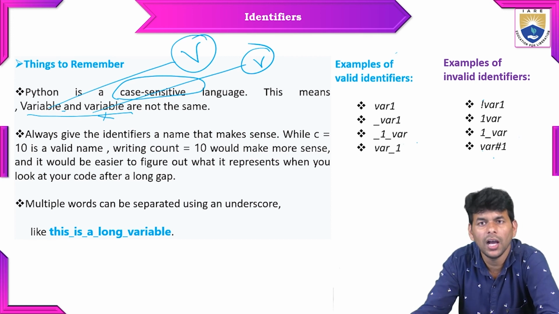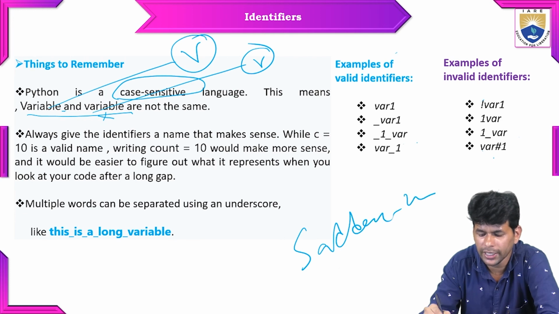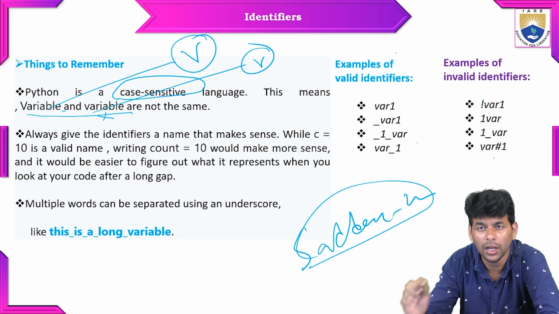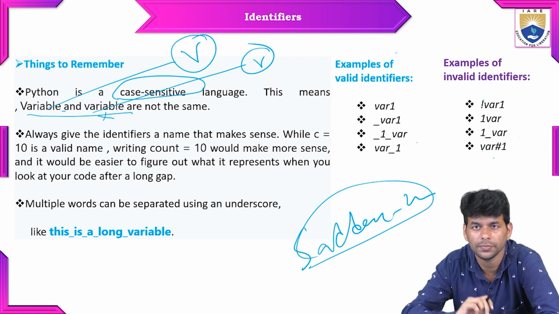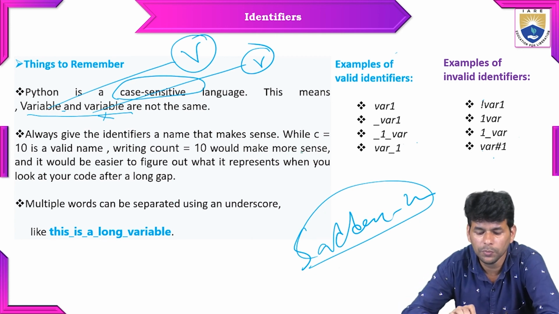The next one is here. Always give the identifier a name that makes sense. Anytime you give an identifier name, it has to make some sense. For suppose if I give an identifier name like Saddam Hussain, I cannot give like this. Why? That is the name of a particular person, but it is not used as an identifier, so that is meaningless. What particular meaning it has, that only we have to use here. Is that clear?